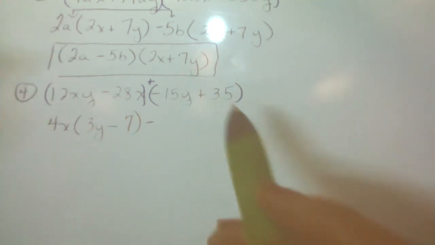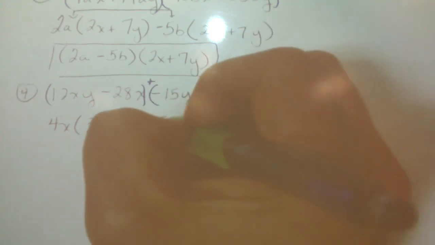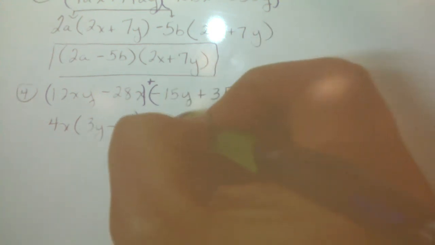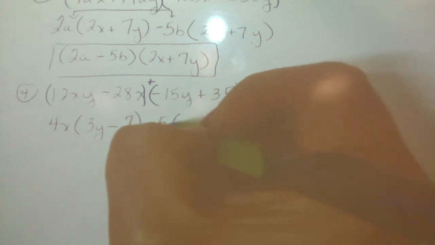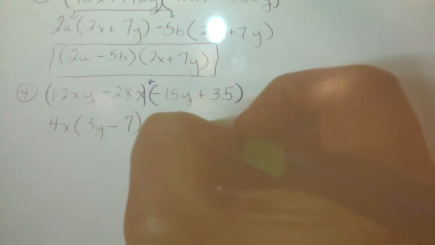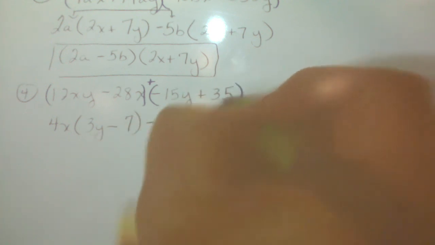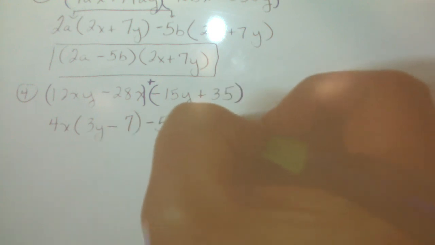So 15 and 35, the GCF is 5. They don't have a y in common, so it's just minus 5. Negative 15 divided by negative 5 is 3. And the y stays. 35 divided by a negative 5 is negative 7.